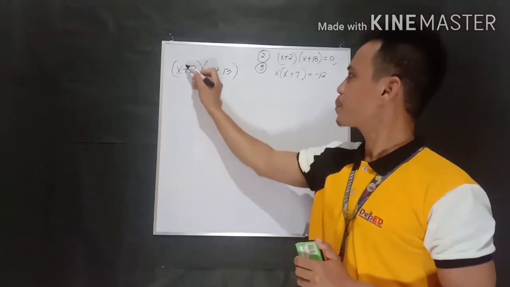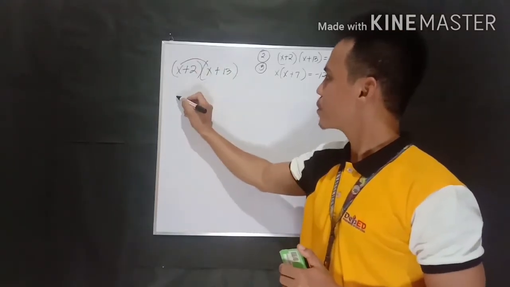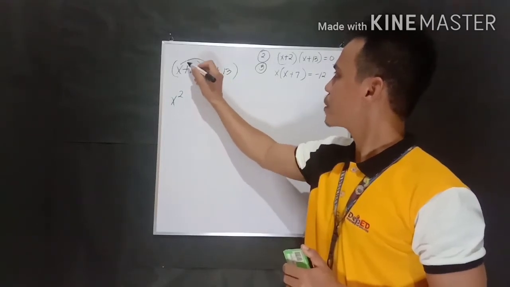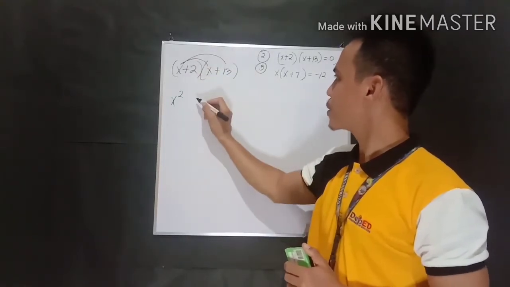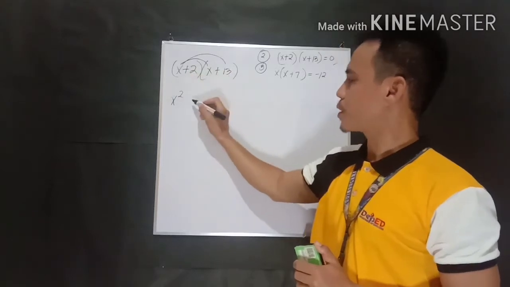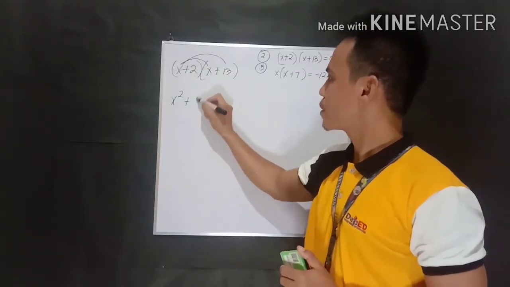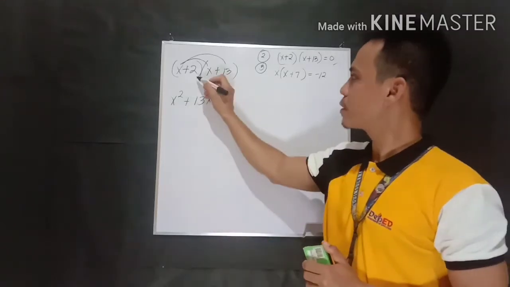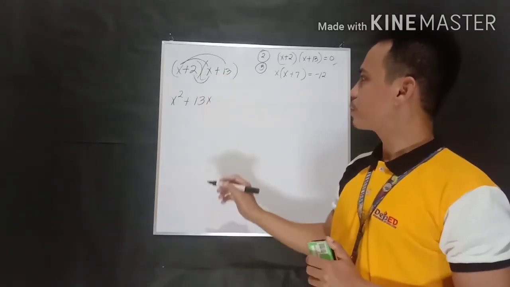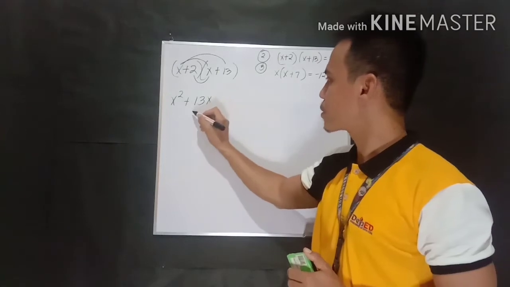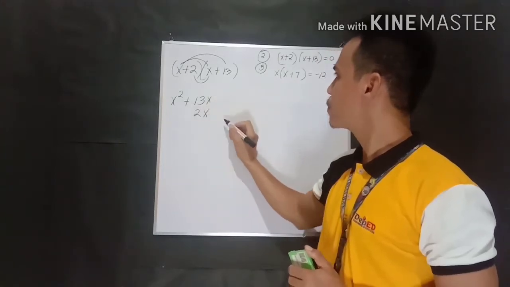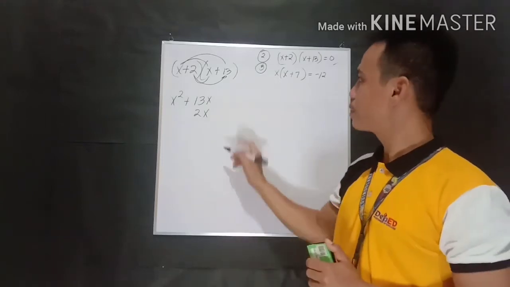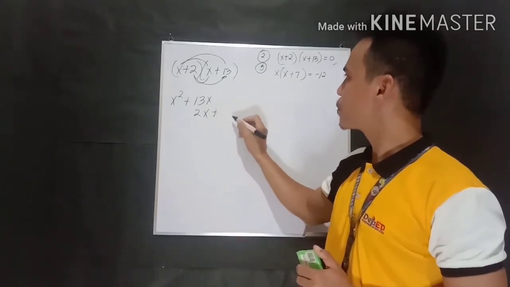Okay? So first part, this is x multiplied to x is x squared. Then, the outer part, which is x multiplied to positive 13 is 13x. And the inner part, we have 2 multiplied to x is 2x. And 2 multiplied to 13 is positive 26.